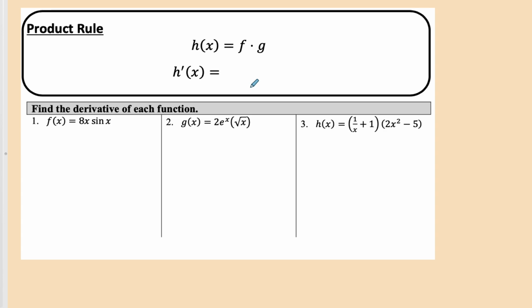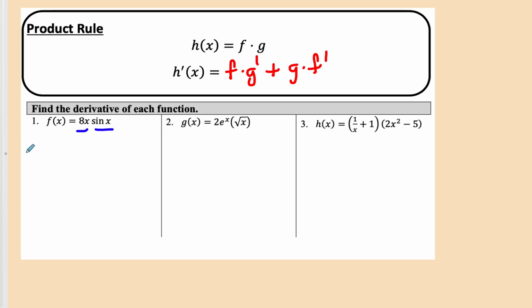So let me write this out a little bit more simply. It's the first function times the derivative of the second plus the second function times the derivative of the first. So each one is taking its turn at being a derivative.